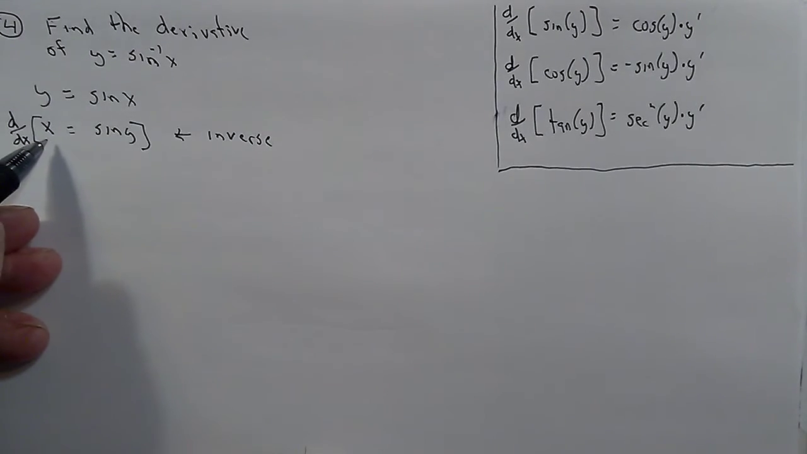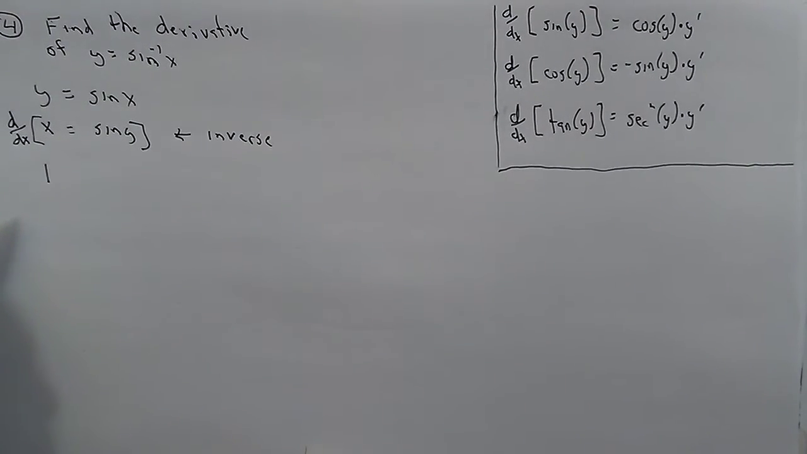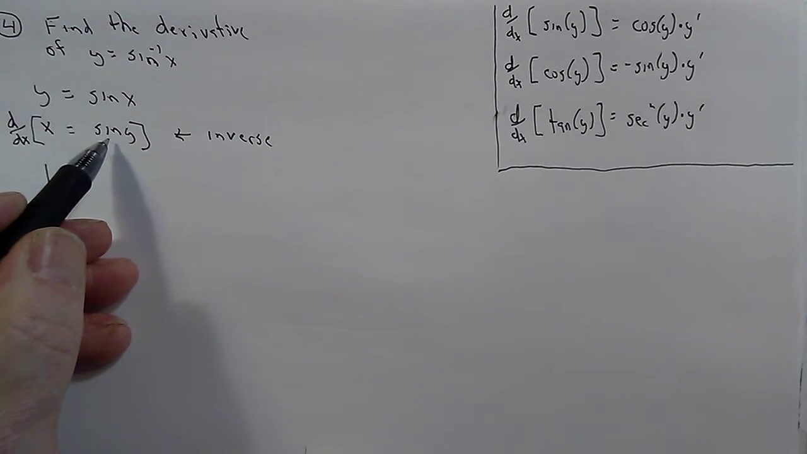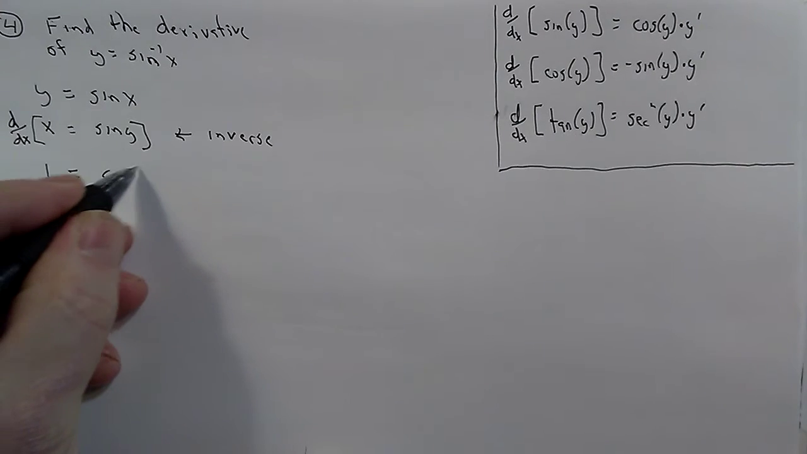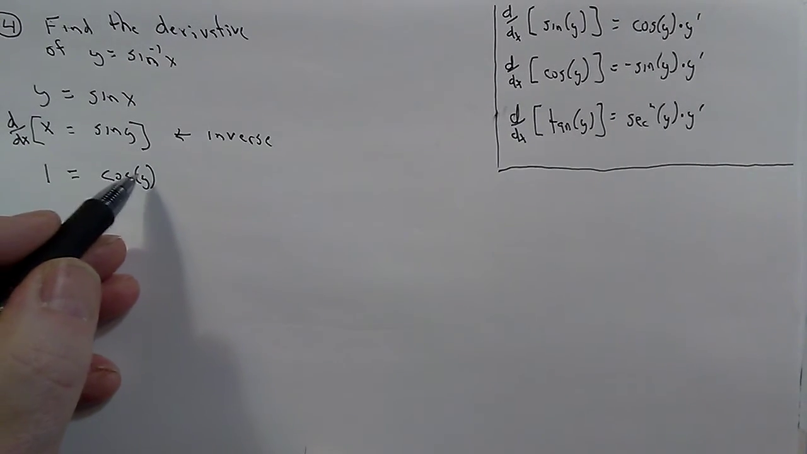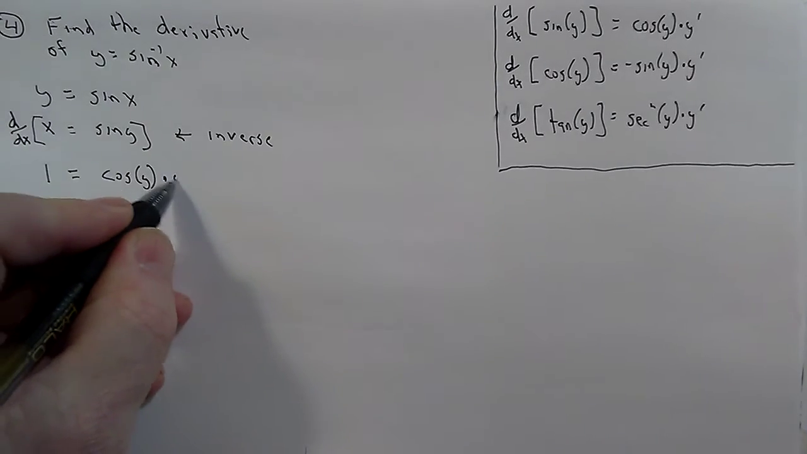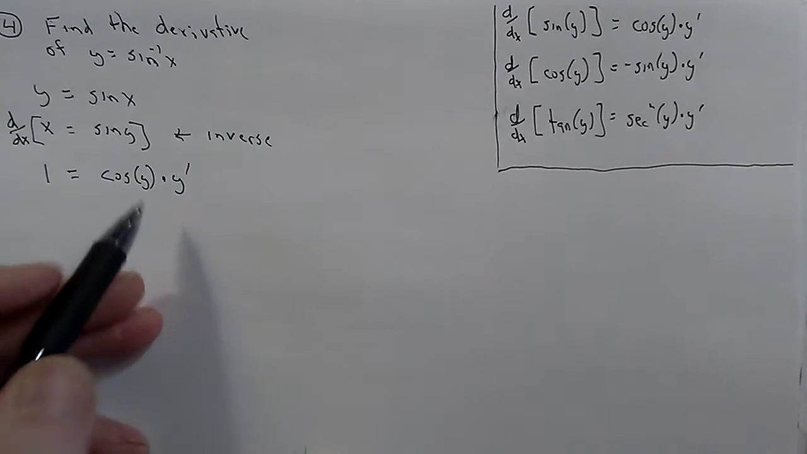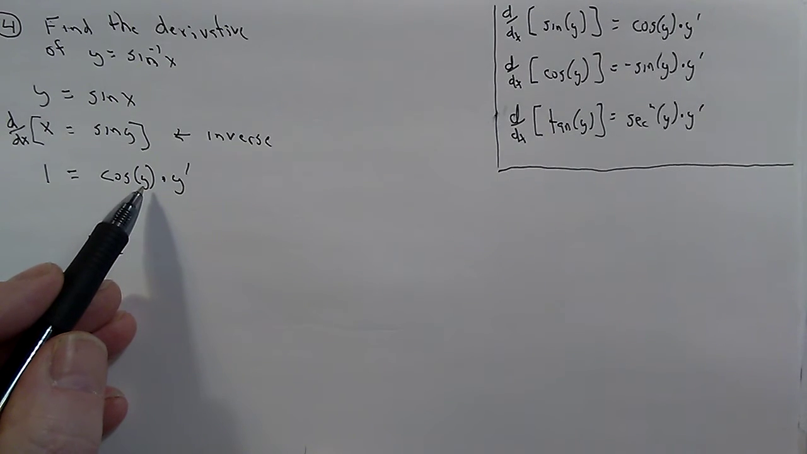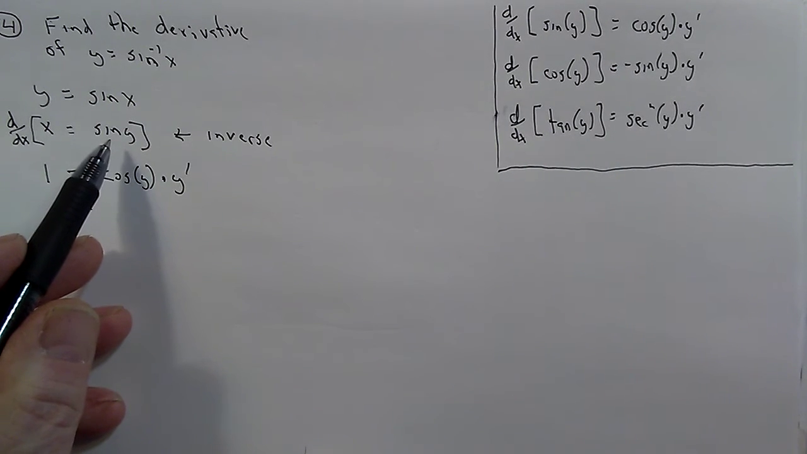Okay. Derivative of x is 1. The derivative of the sine of anything is the cosine of that anything. But this inside function is not just x, so you need to use a chain rule, times y prime. Now solve this for y prime, and you'll have the derivative of the inverse of sine.